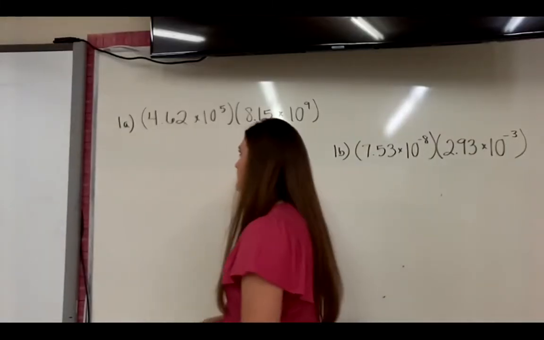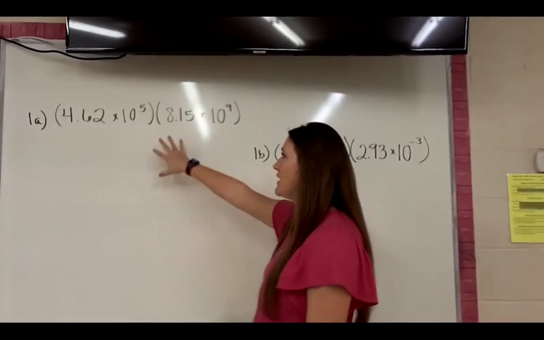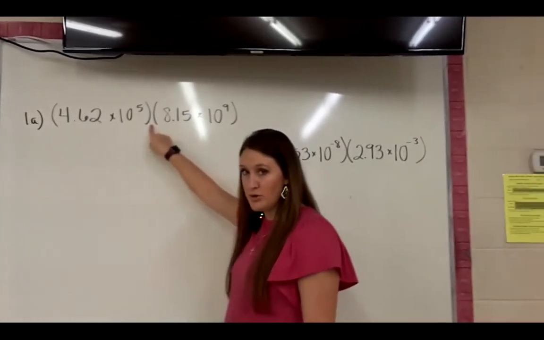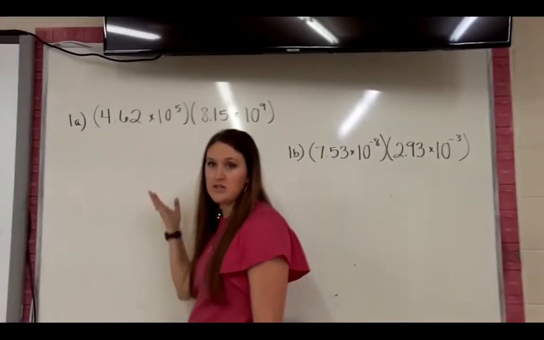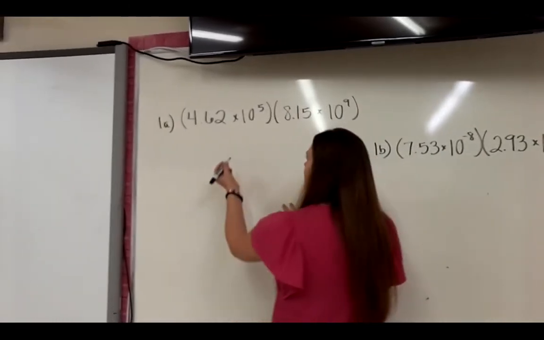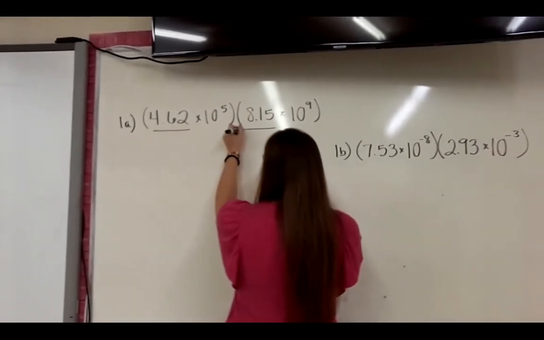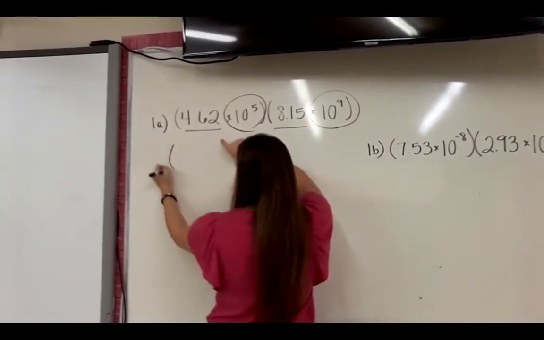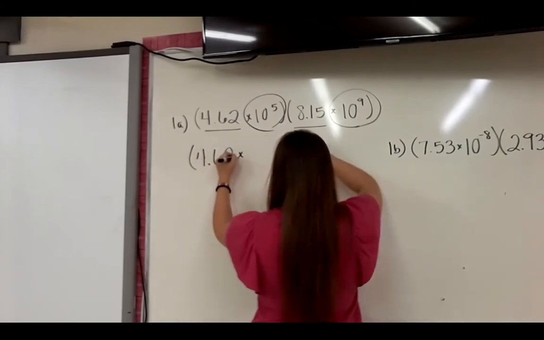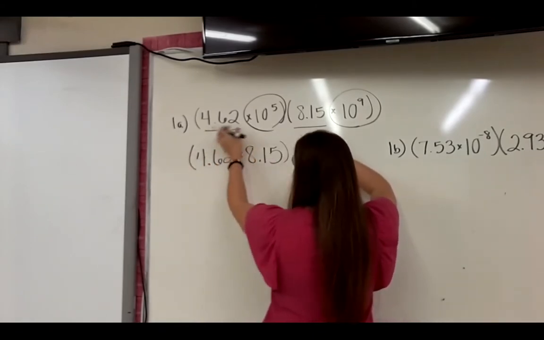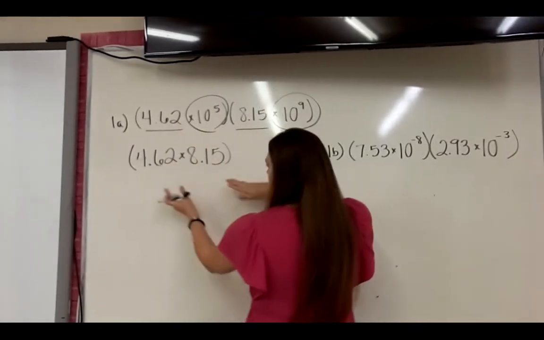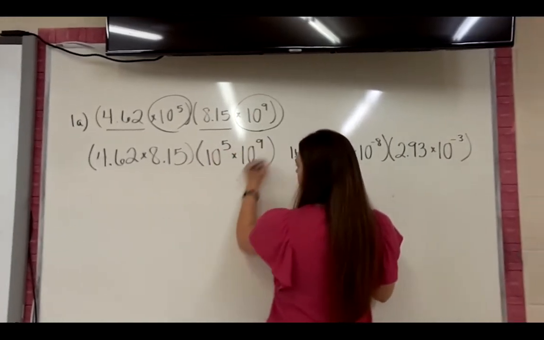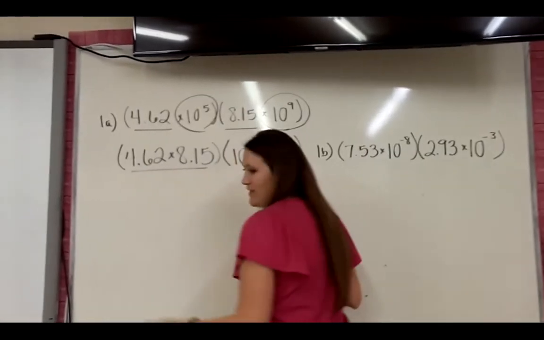All right, example 1A, we have 4.62 times 10 to the 5th power times, when they're side by side, 8.15 times 10 to the 9th power. Since these are being multiplied and they're both in scientific notation, times 10 to an exponent, we can rewrite it. I can put these front numbers together, and then I can put my times 10 to an exponent together. So I will have 4.62 times 8.15 in parentheses, since it's this times this times this times this. Then we have 10 to the 5th times 10 to the 9th. Now we can solve. We can just multiply these two.